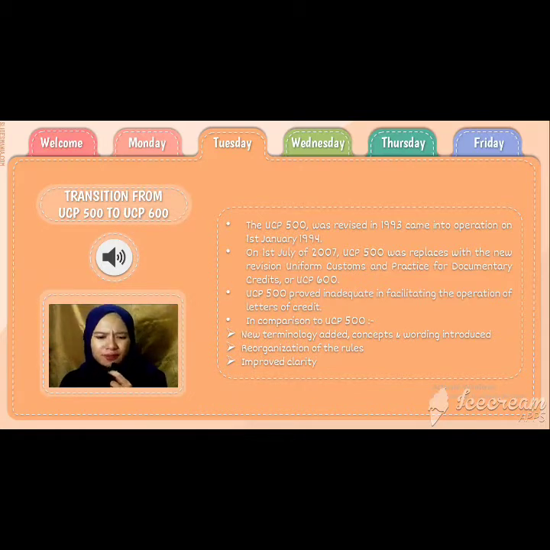In comparison to UCP 500, UCP 600 also has added new terminology, concepts, and wording. There is also a reorganization of the rules, and last but not least, improved clarity. This is because some rules in UCP 500 are not complete, so UCP 600 has more explanation and more details on the rules than UCP 500.